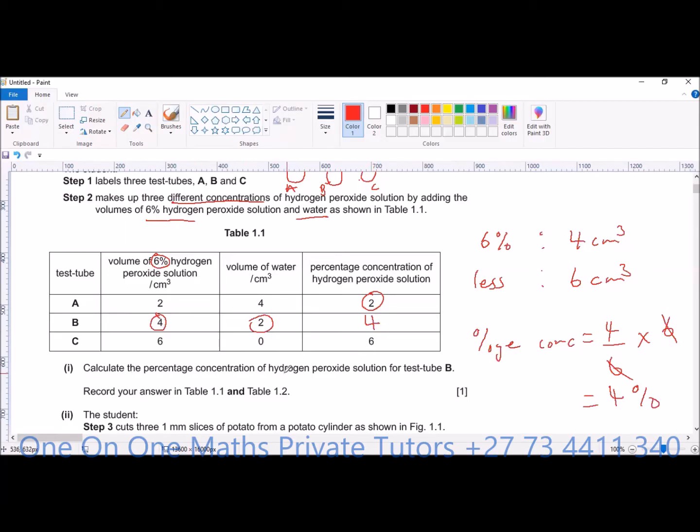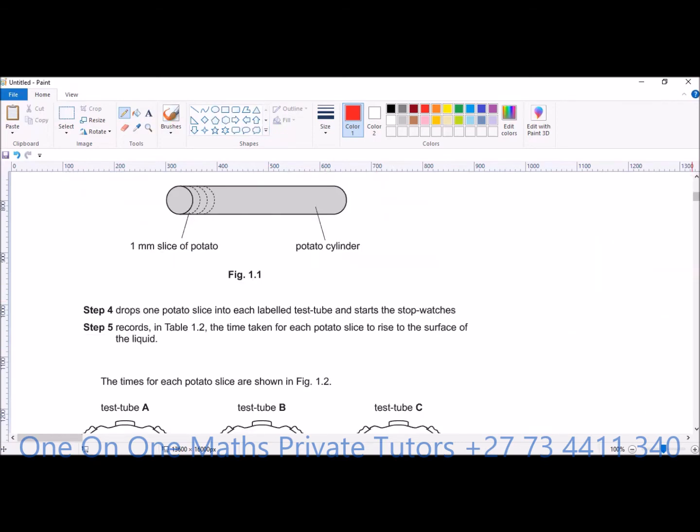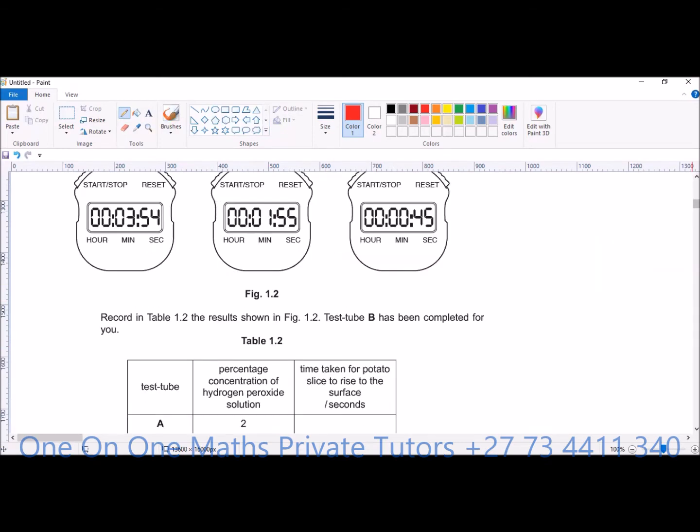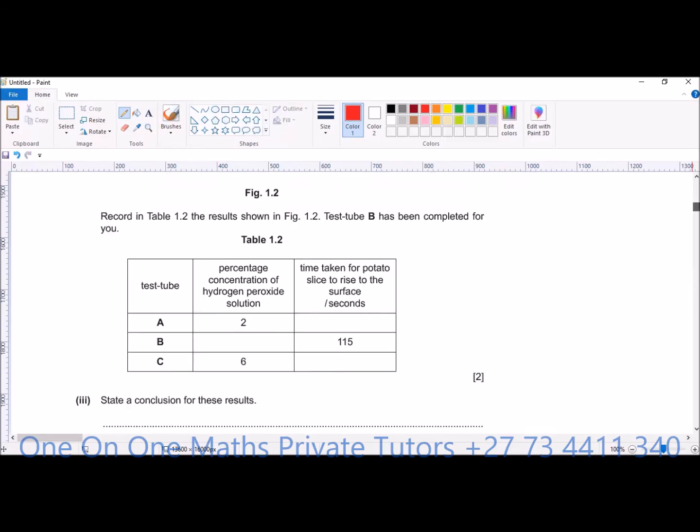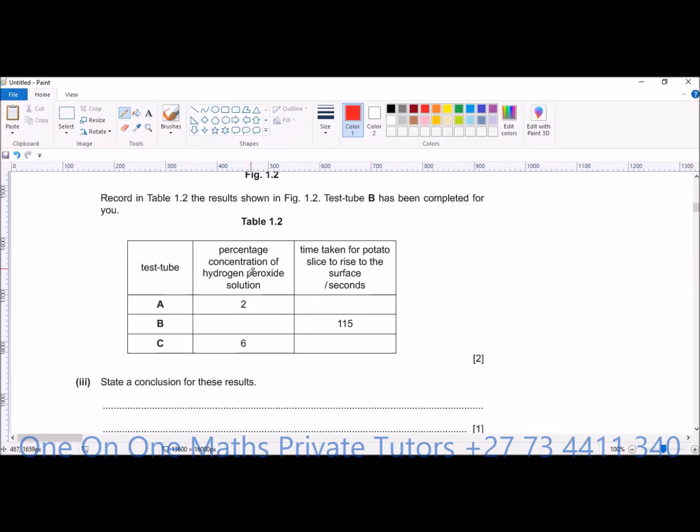Calculate the percentage concentration of hydrogen peroxide for test tube B. Record your answer in table 1.1 and table 1.2. Table 1.1 is this one, we put 4 there. Where is table 1.2? Table 1.2 is this one. Okay, percentage concentration of hydrogen peroxide, we need to put a 4 also here.